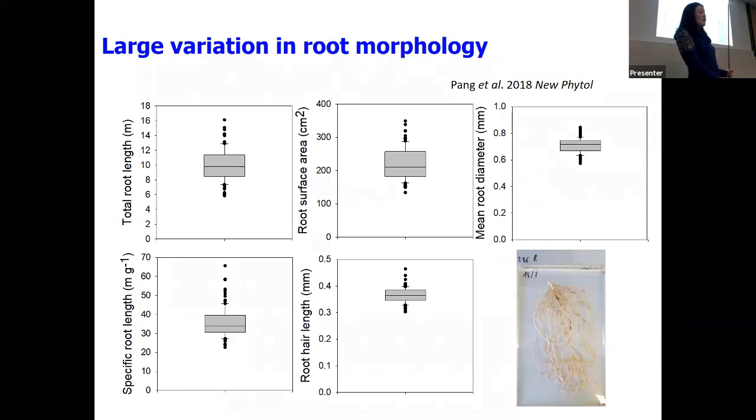And that's the root morphology data, including total root length, root surface area, mean root diameter, specific root length, and root hair length. They all got large variations.